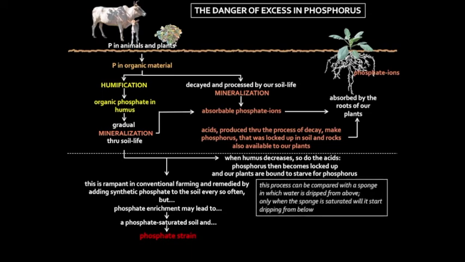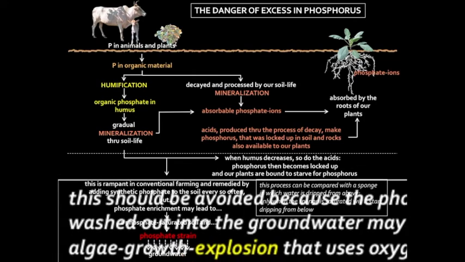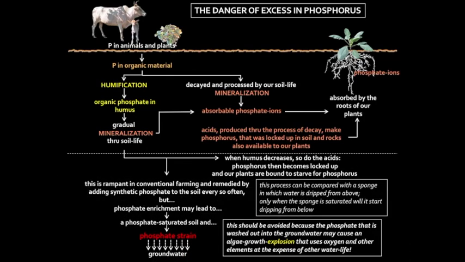This process can be compared with a sponge in which water is dripped from above. Only when the sponge is saturated will it start dripping from below. This should be avoided because the phosphate that is washed out into the groundwater may cause an algae growth explosion that uses oxygen and other elements at the expense of other water life.